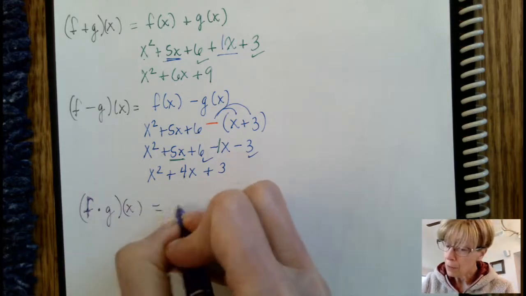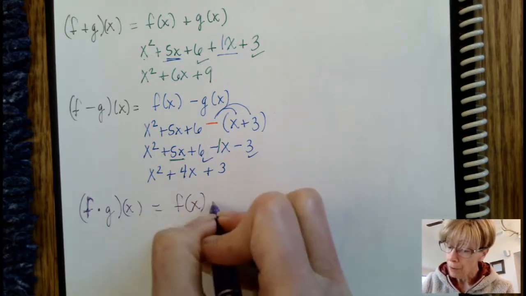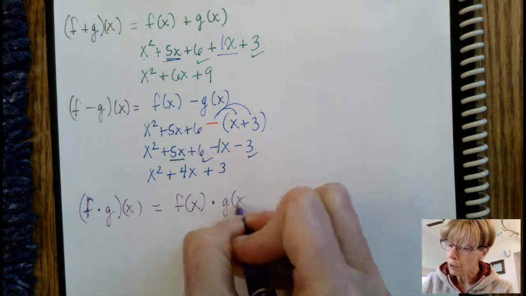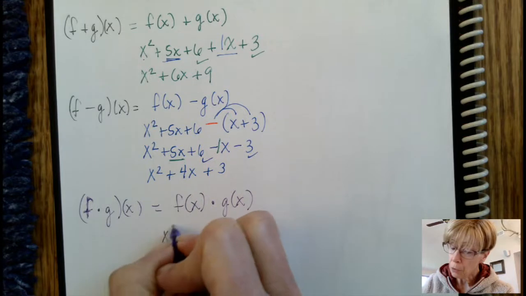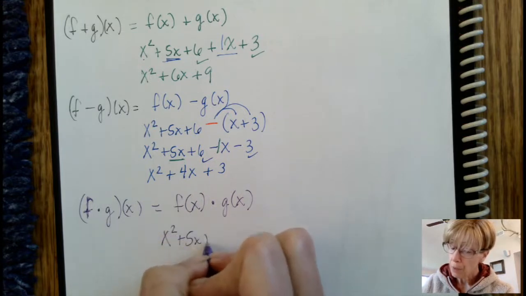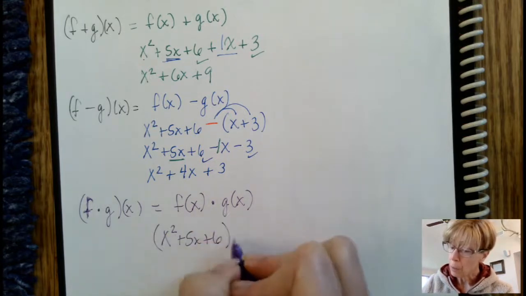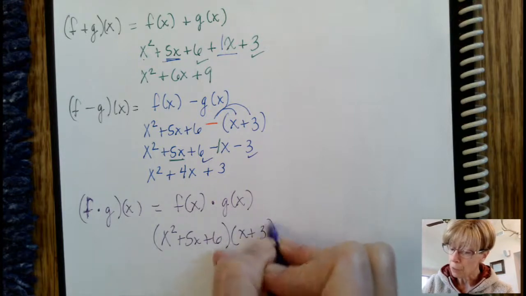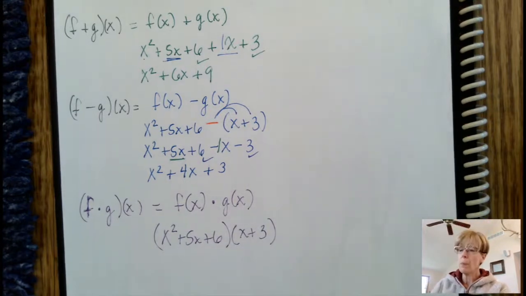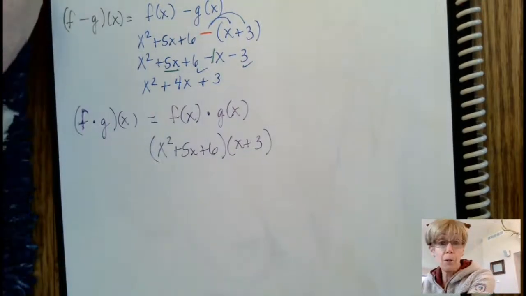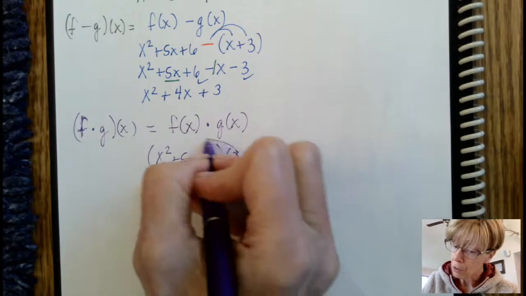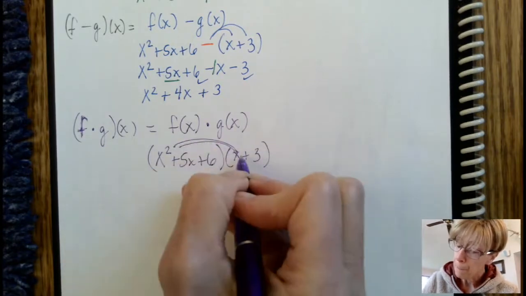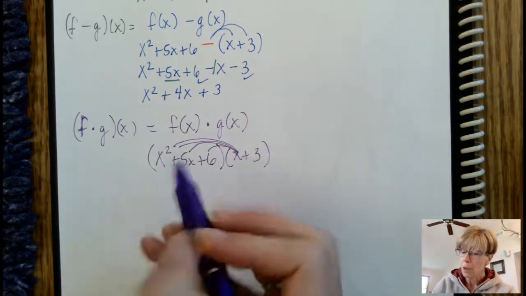So x times x squared is x cubed. x times 5x, x times 6, and then we're going to do the same thing. We're going to do 3 times x squared, 3 times 5x, 3 times 6. 3 times x squared is 3x squared, 3 times 5x is 15x, and 3 times 6 is 18. And then lastly, what we want to do is combine like terms.